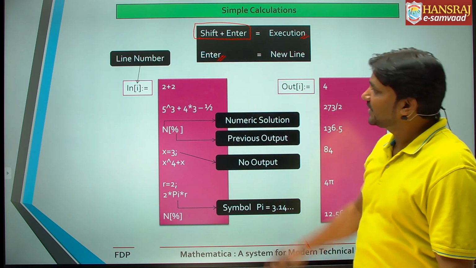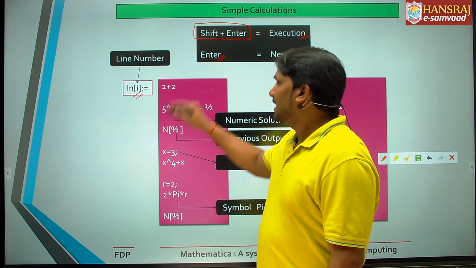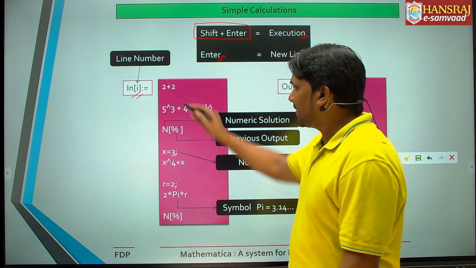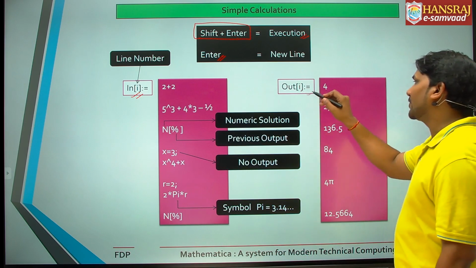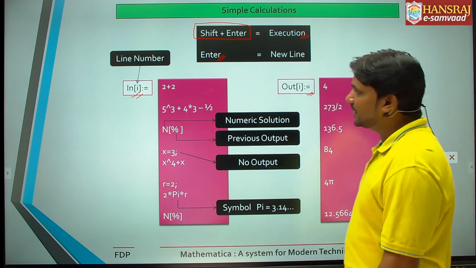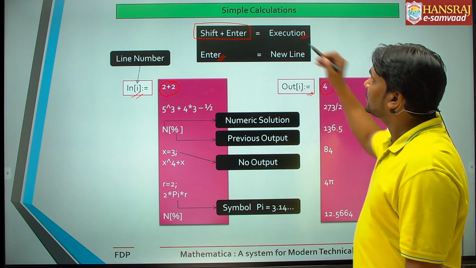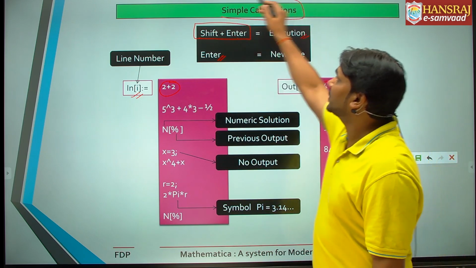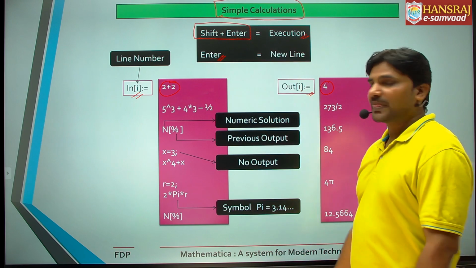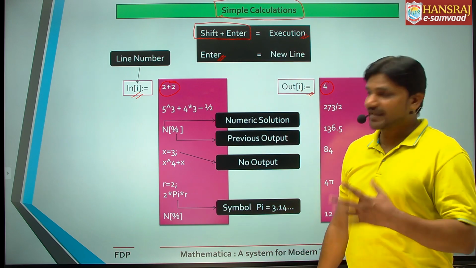So now here are the inputs. Each line you can execute separately and you will get the output. Whenever you write 2 plus 2, you will get the value 4. So simple calculations are there that you can directly use. That means you can use Mathematica as a calculator.